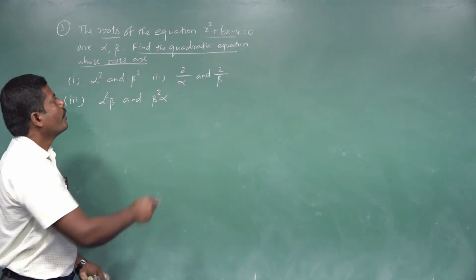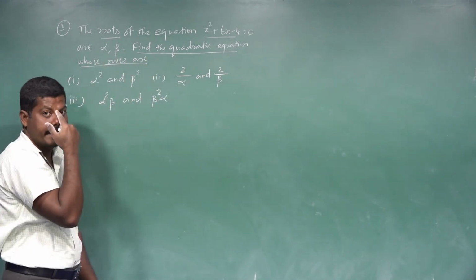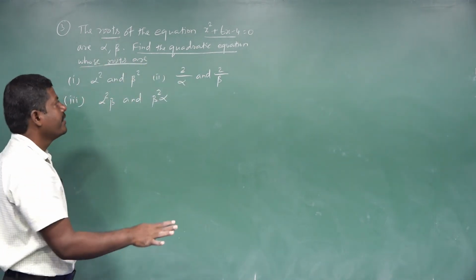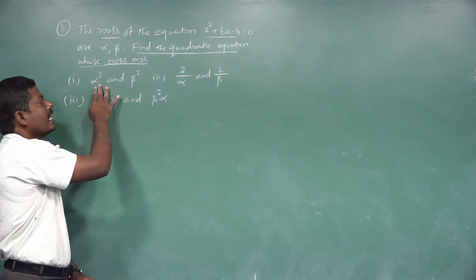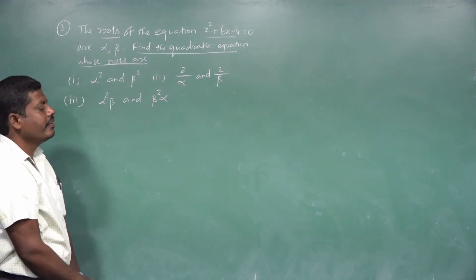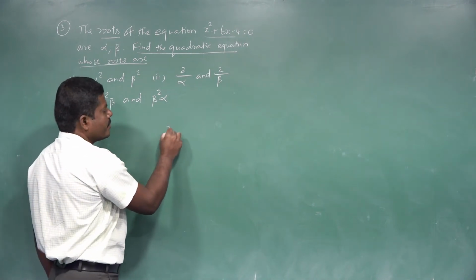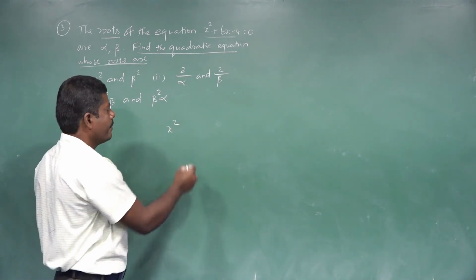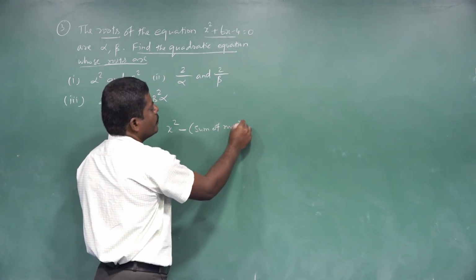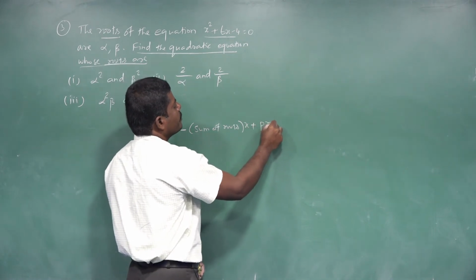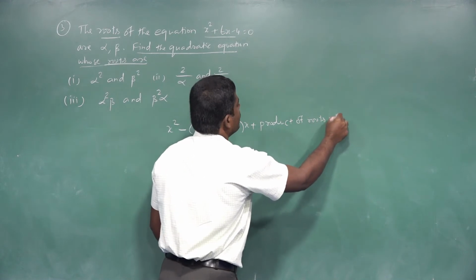Understand? So one quadratic equation is given. The roots of that quadratic equation are alpha and beta. We want to find the new quadratic equation whose roots are alpha square and beta square. To find the quadratic equation, you apply the formula x square minus sum of the roots times x plus product of roots equal to 0.